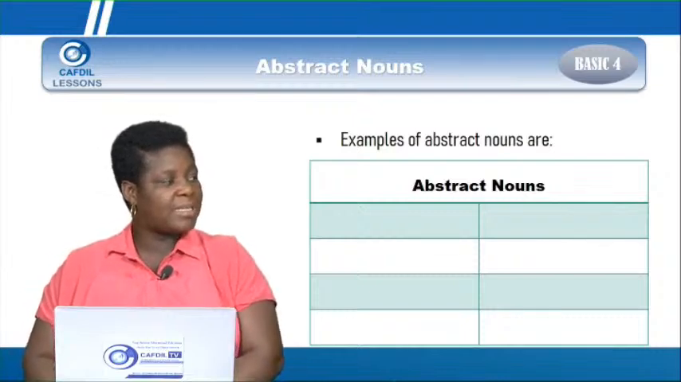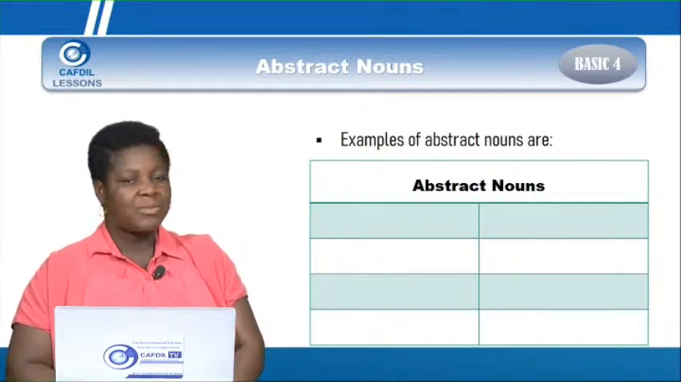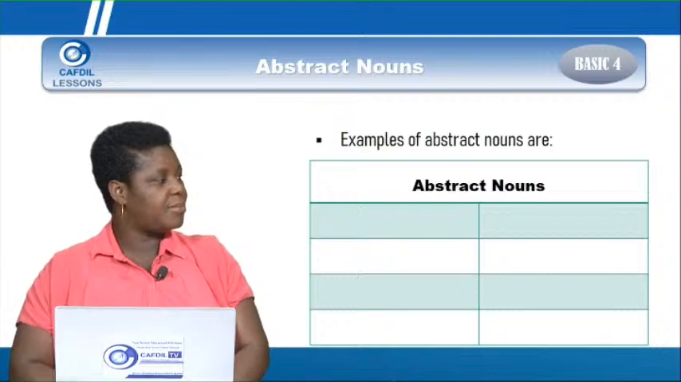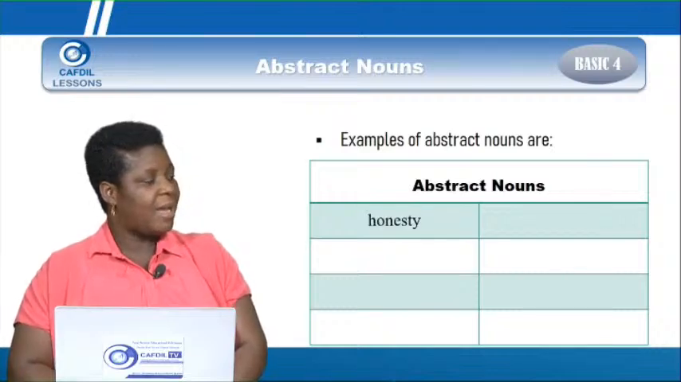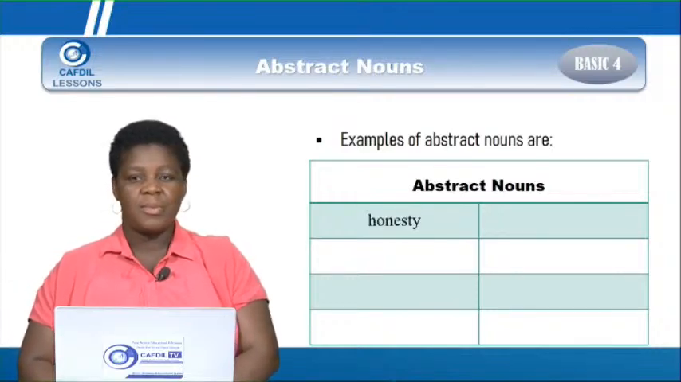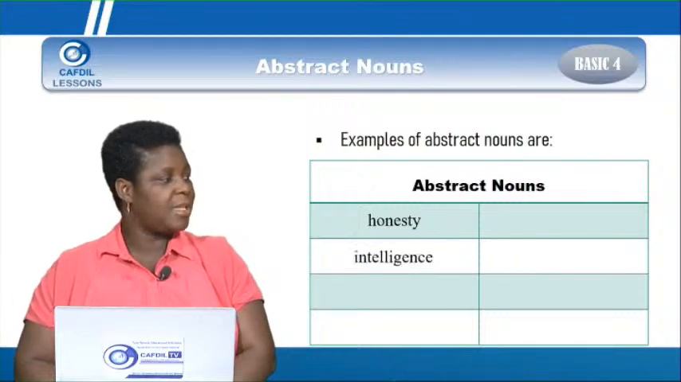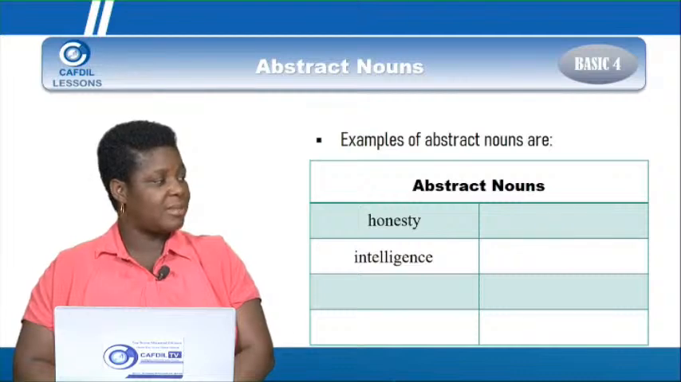Now let's have some more examples of abstract nouns. Honesty. Intelligence.